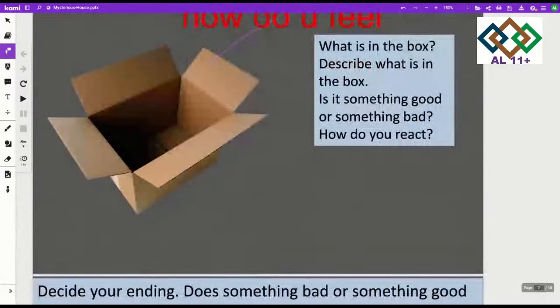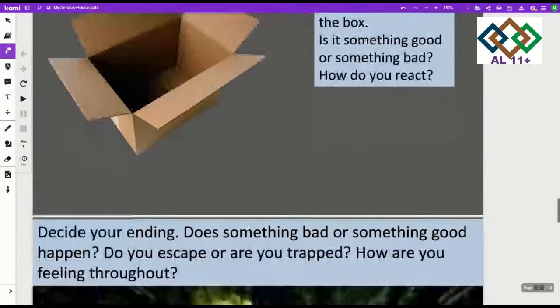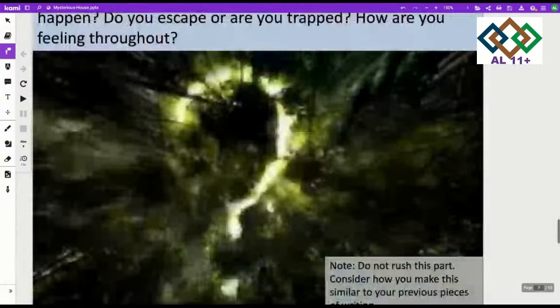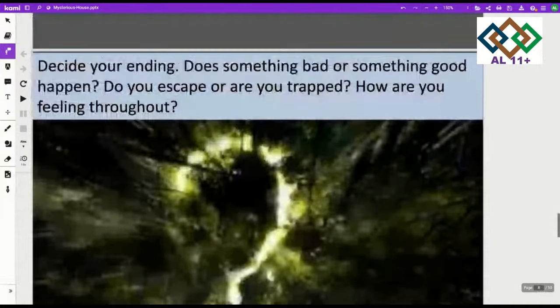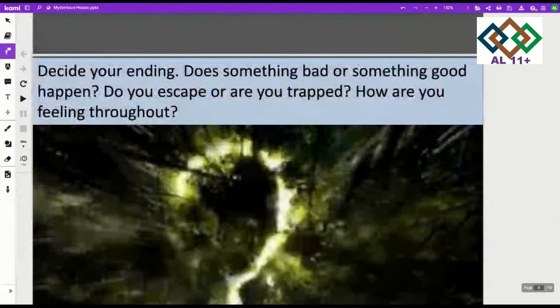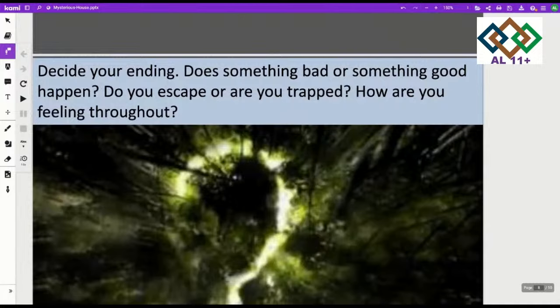And in the last one, not the least, you need to describe, were you able to open, or were you inside, and how did you feel throughout? So what were your feelings when you were inside this house? Did you feel sad? Did you feel bad? So again, you have to describe your feelings and tell, what do you feel?